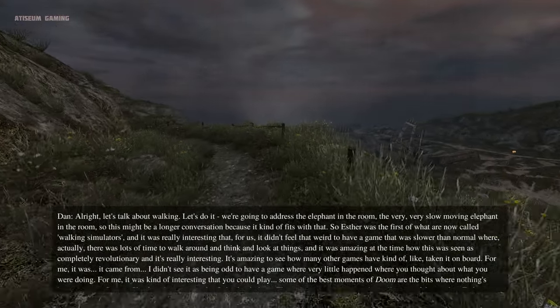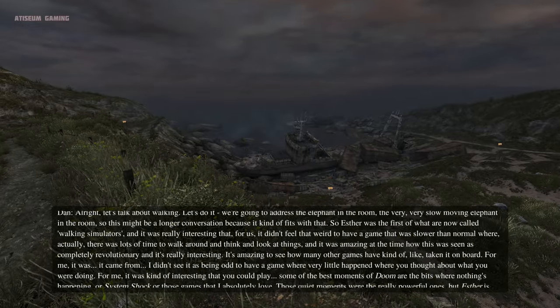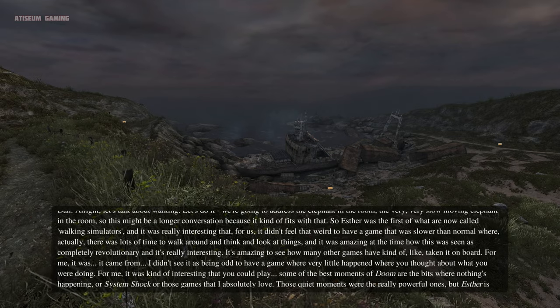Let's talk about walking. Let's do it. We're going to address the elephant in the room, the very, very slow moving elephant in the room. So this might be a longer conversation because it fits with that.